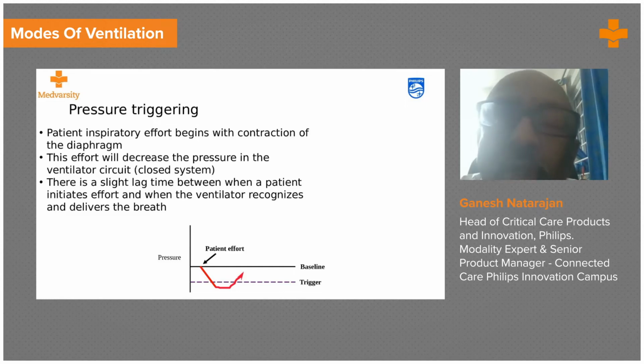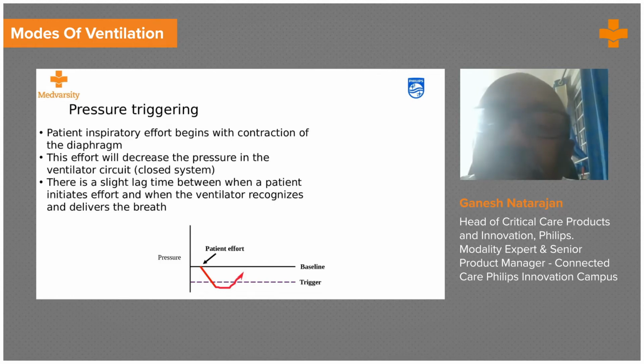So what are the most common mistakes that we can make here? We set a trigger that is too sensitive, and even if the patient moves, the machine is triggering, and then every breath is a triggered breath, and we call it an auto cycle.